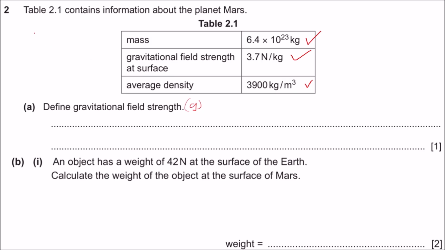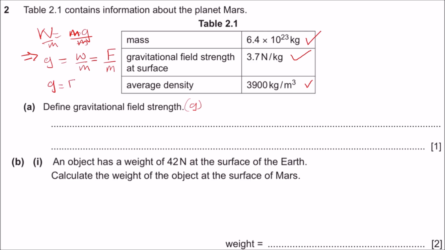For us to define gravitational field strength effectively, we should recall that weight is equal to mass times gravitational field strength. Since we want to define gravitational field strength, we need to make it the subject of the formula. So I'm going to divide both sides by m, and we remain with g is equal to W over m. You should recall that weight is a force, so similarly we can say this is force over m.